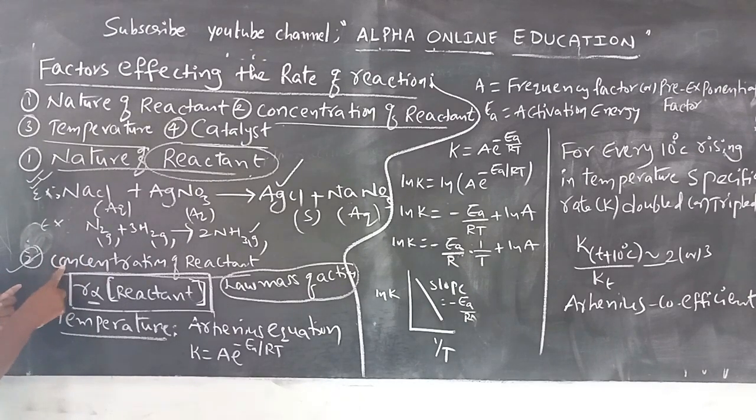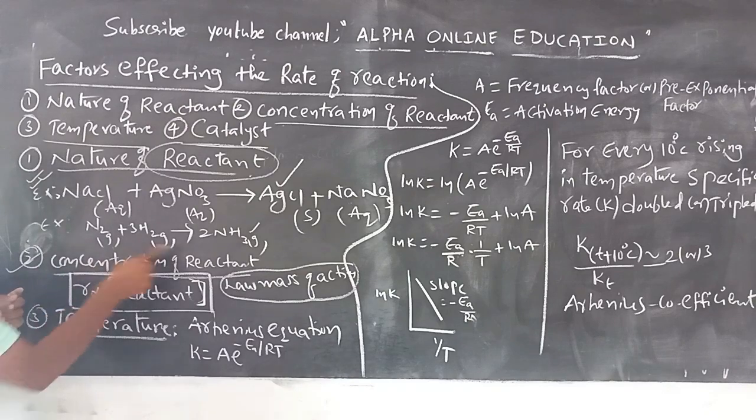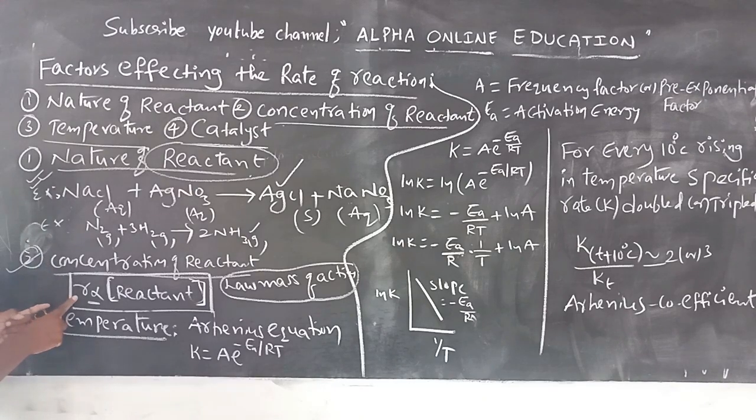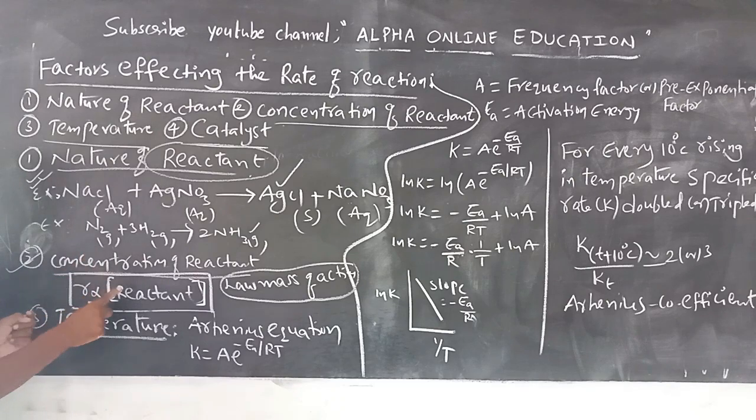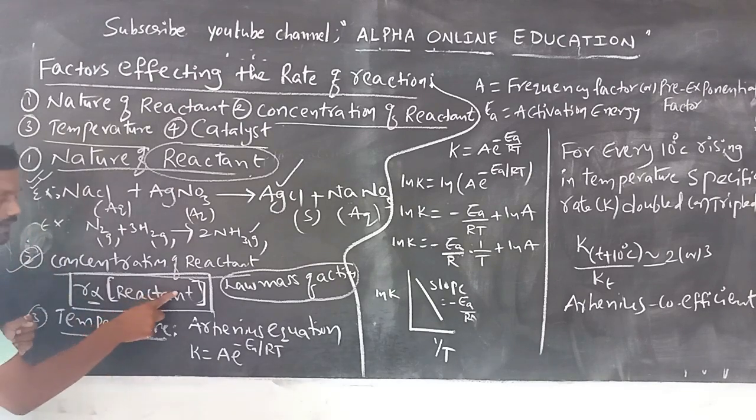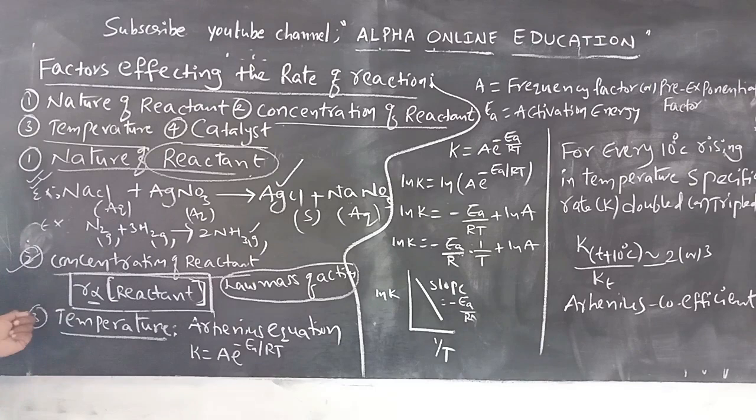Second factor is the concentration of reactant. What is the concentration of reactant? It means the rate of reaction is directly proportional to the concentration of the reactant. Nothing but if reactant concentration increases, rate of reaction also increases. If reactant concentration decreases, rate of reaction also decreases. So this is the second factor.